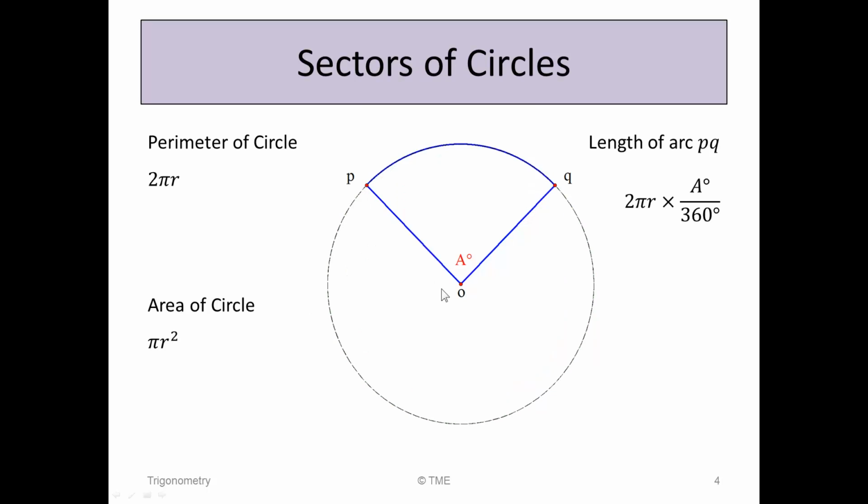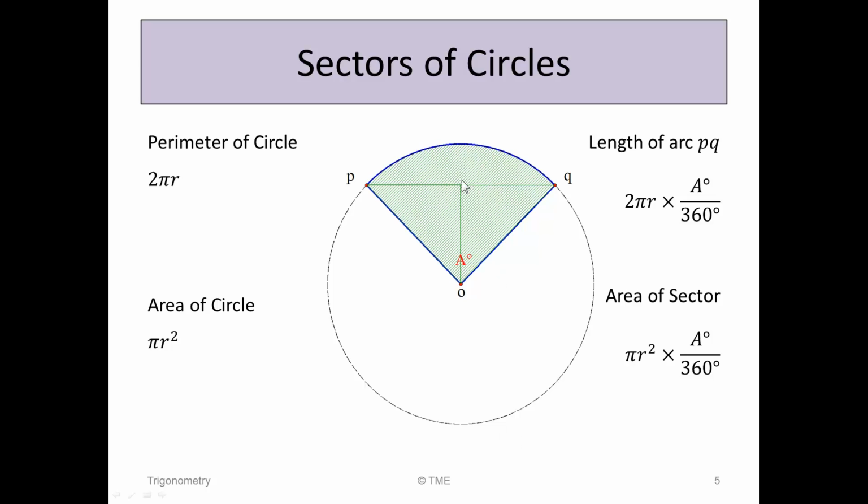A sector of a circle is a part of a circle. In this case, the length of the arc from P to Q, or a bit of the way around a circle's perimeter, is given by 2 pi r times a over 360, where a is the angle between POQ and 360 is the total angle that exists within the circle. So the smaller a is, the smaller this arc will be.